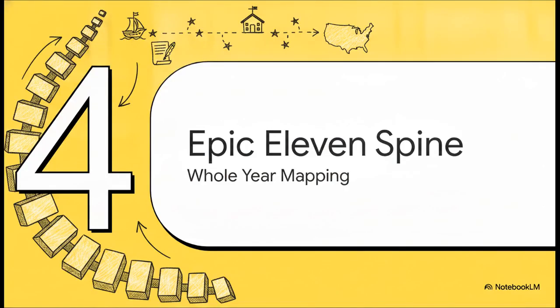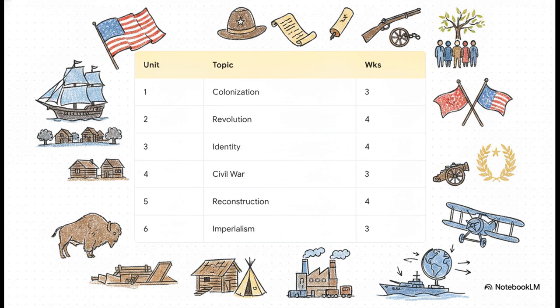Section 4, the epic 11-unit spine. The first half of the year moves rapidly. From Unit 1's colonization and Unit 2's focus on revolution and the rights of citizenship to establish the country, we flow right into Unit 3's formation of an American identity. The tension finally snaps in Unit 4 with the Civil War, followed closely by the massive challenges of Reconstruction and the shifts of industrialization in Unit 5. Then, turning outward, the U.S. steps onto the world stage with global imperialism and World War I in Unit 6.